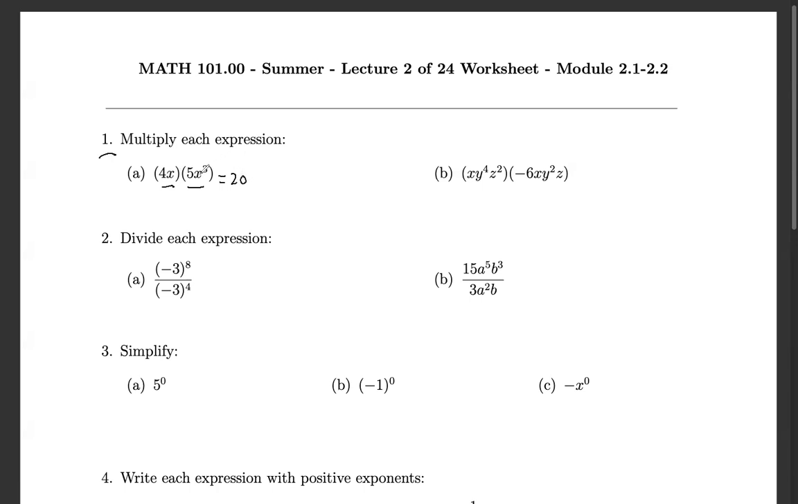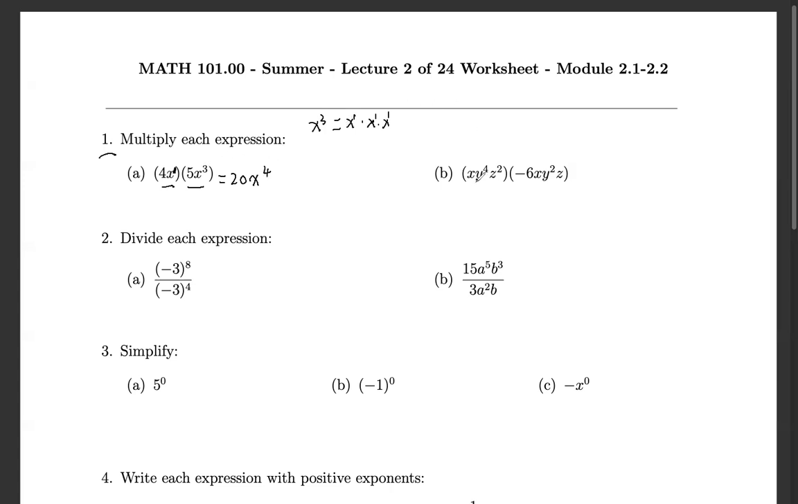Then x times x raised to 3. Well, x is x raised to 1 exponent. So we just add the exponents, because x raised to 3 means x times x times x, 3 times. Each one has exponent 1. We add 1 plus 1 plus 1, so we get x raised to 3. So this is x raised to 1 times x raised to 3. That's x raised to 1 plus 3, which is 4.